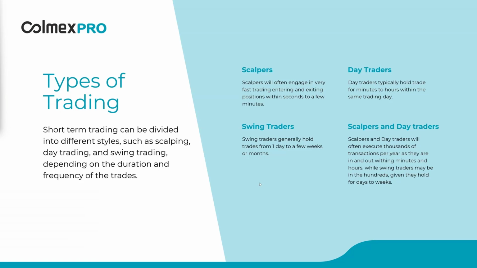And these are different from day traders. Day traders typically hold trades for minutes to hours within the same trading day. And lastly, those with the longest duration, swing traders. Swing traders generally hold trades from one day to a few weeks or even months. Scalpers and day traders will often execute thousands of transactions per year as they are in and out within minutes and hours, while swing traders may be in the hundreds given they hold for days to weeks.